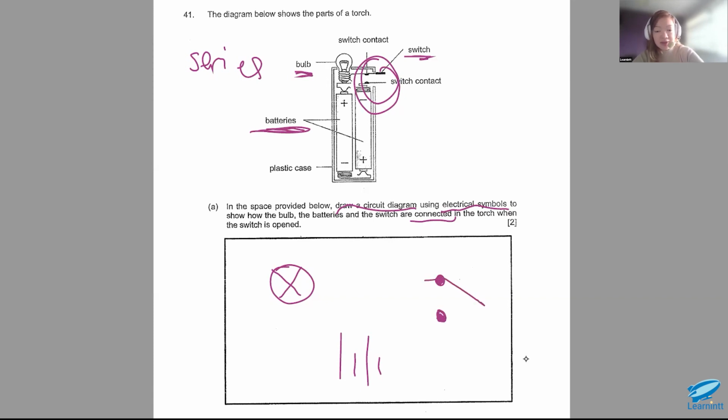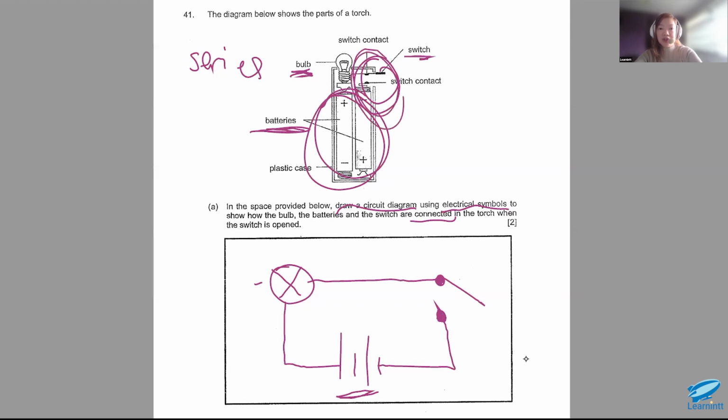Now I'm going to connect everything in a series. So always remember to take up at least 70% of the space. To double check, I have one bulb. All right, it's correct, one bulb. I have two batteries. I have one switch here, and it's open. And it's in series, it's correct. The wires are connected in series. The whole circuit is in series, done.